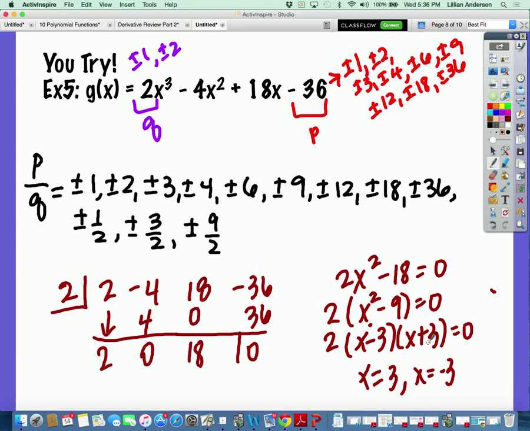Then you set both factors equal to 0, and see that x equals 3 and x equals negative 3 are your other rational zeros. So my answers here are positive 2, positive 3, and negative 3. Again, you could have kept doing synthetic division, but I would hate for you to do all that work just to find out that there's a possibility that all of these rational zeros don't work.